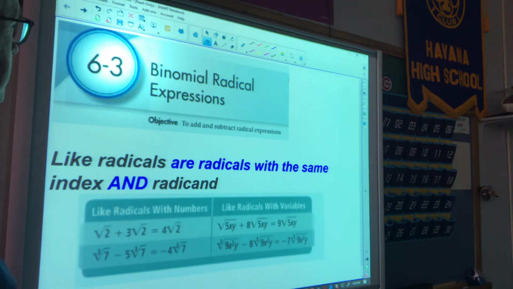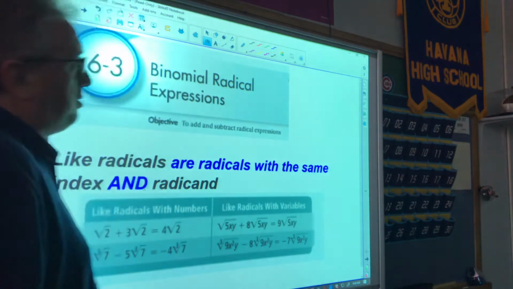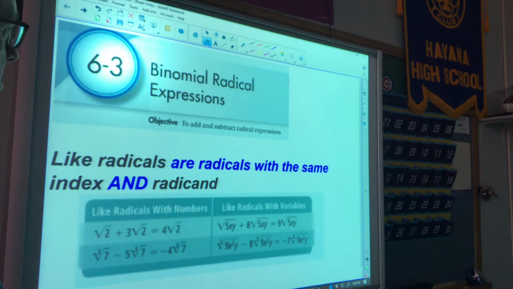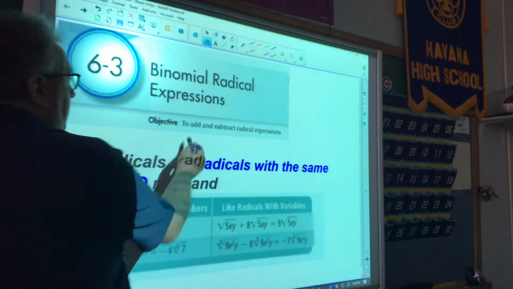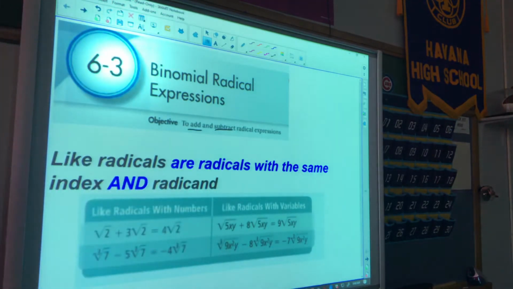All right, today we're going to talk about binomial radical expressions, and we're going to talk about adding and subtracting them in particular, okay? So basically what we're saying is we're going to talk about combining like terms, because that's what we're doing when we're adding, okay? So there's a couple different rules we need to go by when adding and subtracting radical expressions.